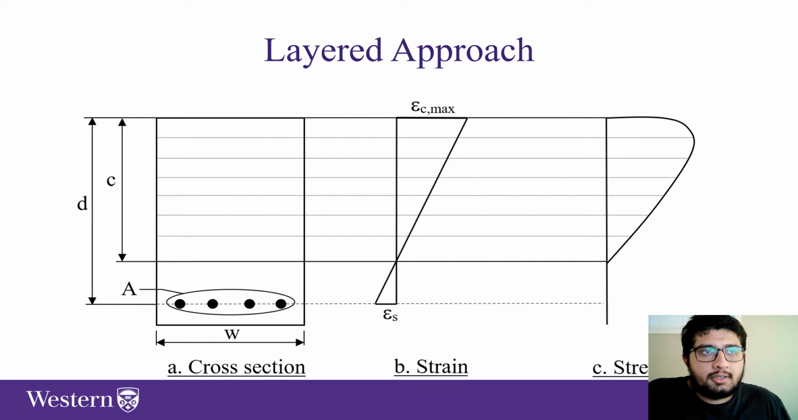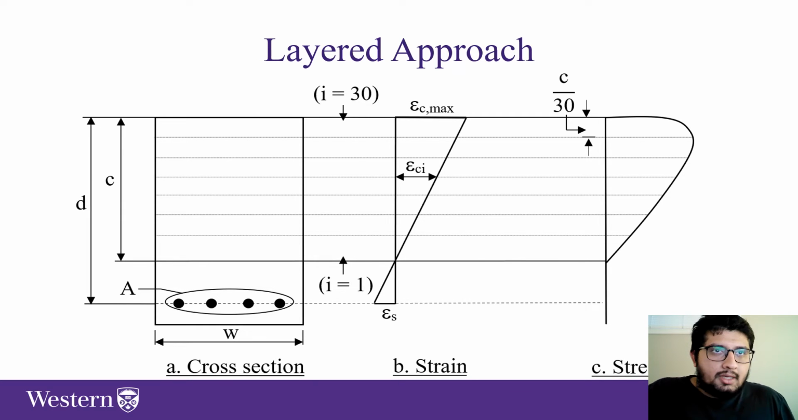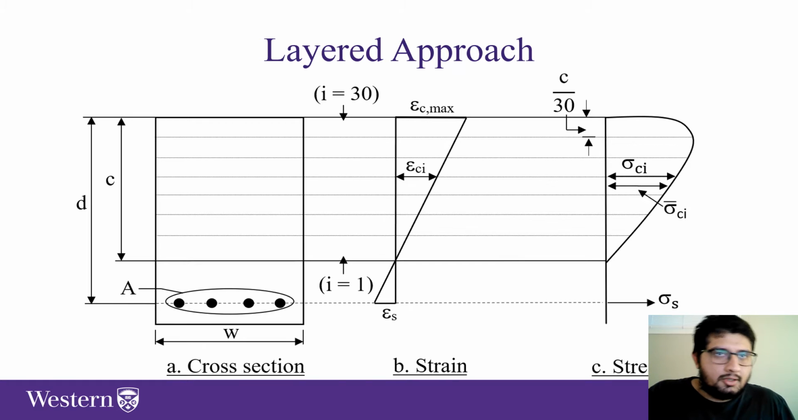To implement the concrete idealization by Carreira and Chu, we have to go with the layered approach, in which the neutral axis depth, labeled C, is divided into 30 layers from 1 to 30, and the thickness of each layer is C divided by 30. Because the strain is assumed to be linear, as shown in the strain diagram, the concrete strain on top of each layer can be calculated, labeled epsilon sub Ci. Once we have the strain, we can determine the stresses, labeled sigma sub Ci.